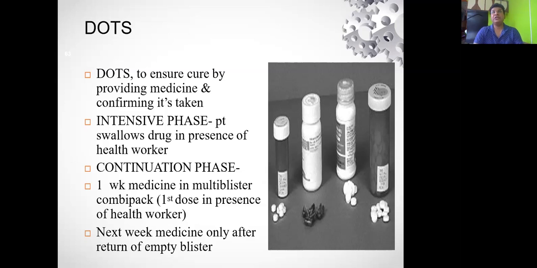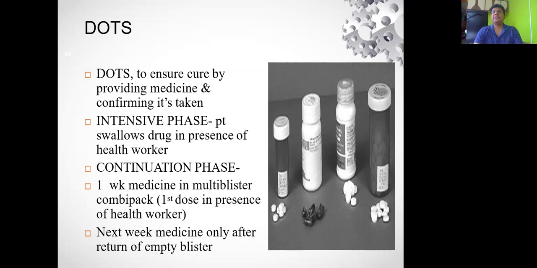So here, directly observed treatment short course is to ensure cure, providing medicines to the patient at their doorsteps and confirming whether the patient is consuming these medicines or not. It has two phases. One is the intensive phase, where the patient swallows the drugs in the presence of the healthcare worker. In the continuation phase, 1 week of the medicine in the form of a blister combi pack is given to the patient, and the first dose is taken in the presence of the healthcare worker. Then, next week, when the patient returns the empty blister pack, only then is the next week's dose delivered to the patient, and again the first dose has to be taken in the presence of the healthcare worker.